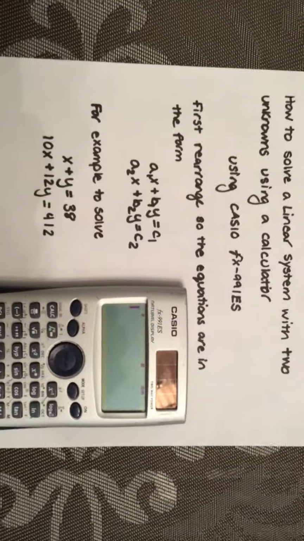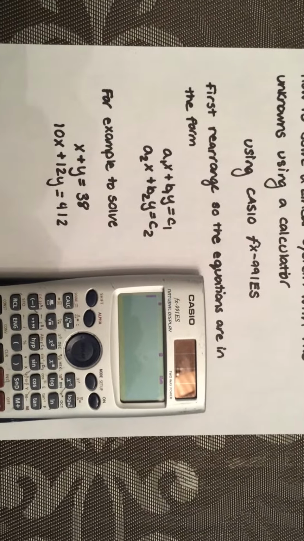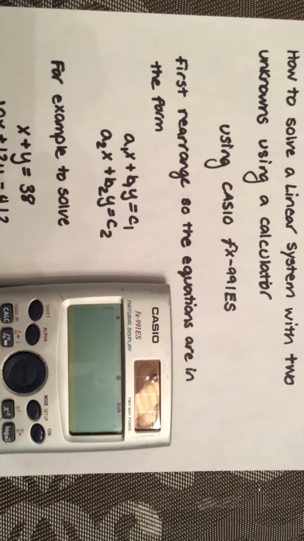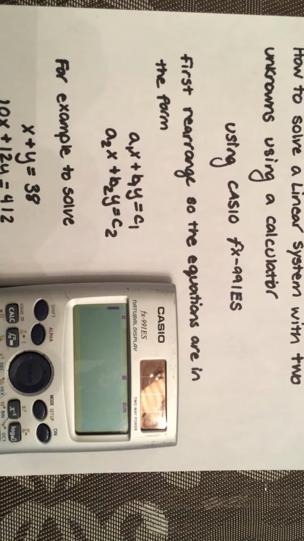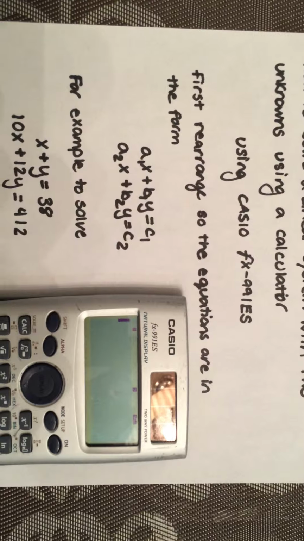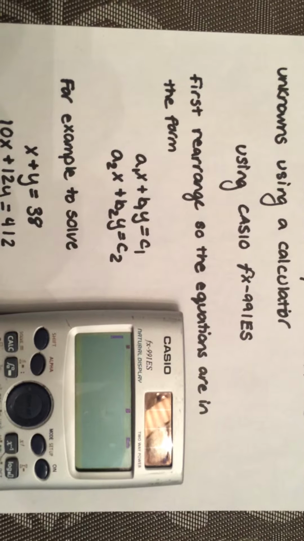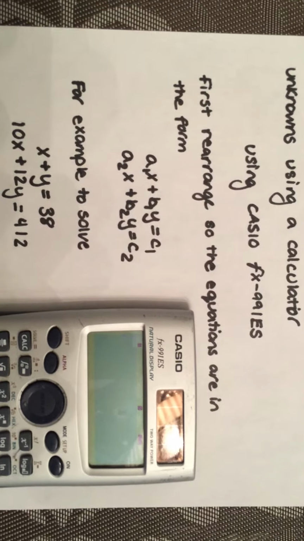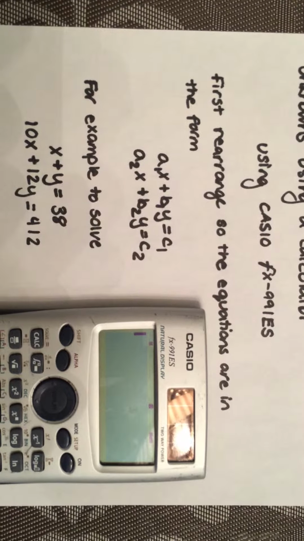First, you have to rearrange the equations so they form a1x plus b1y equals c1 for the first equation, a2x plus b2y equals c2 for the second equation.